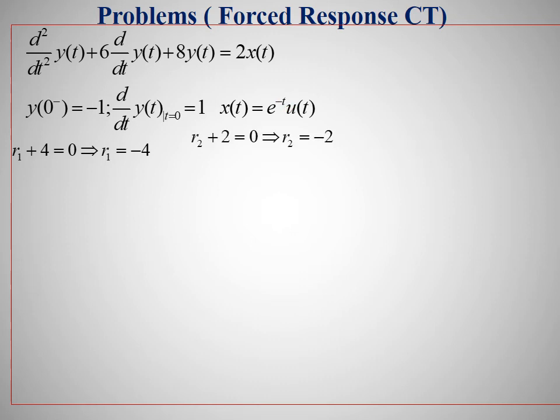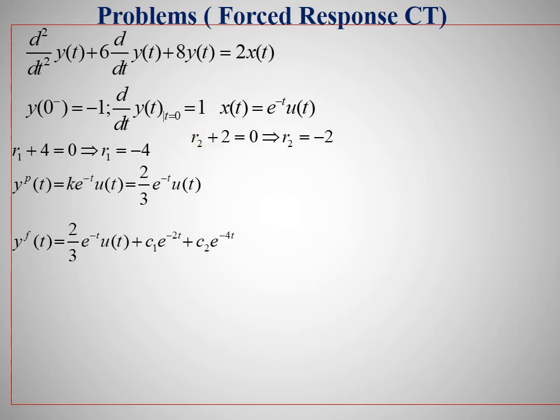The characteristic roots of the equation are r plus 4 is equal to 0, giving r1 is equal to minus 4, and r plus 2 is equal to 0, giving r2 is equal to minus 2. The particular solution for the problem is yp of t is going to be equal to k into e power minus t u of t, giving the result 2 by 3 e power minus t u of t. This has been already considered in the previous cases, or else the particular solution can be easily determined.